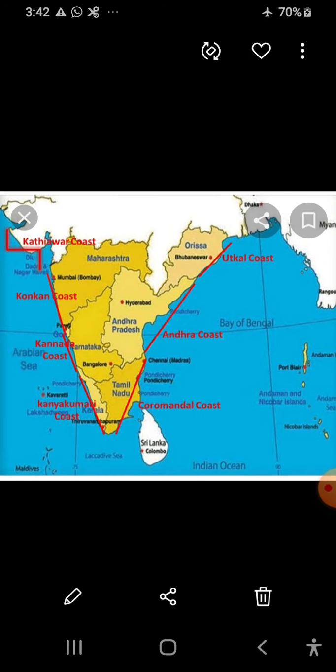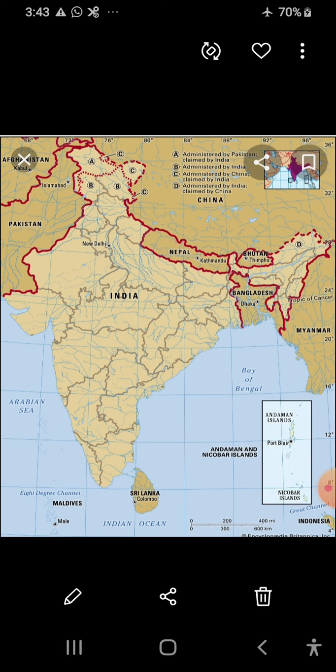India has an island group. Just in this image you will see. India has an island group on either side, that is Andaman and Nicobar Islands. Andaman and Nicobar Islands are located in the Bay of Bengal.